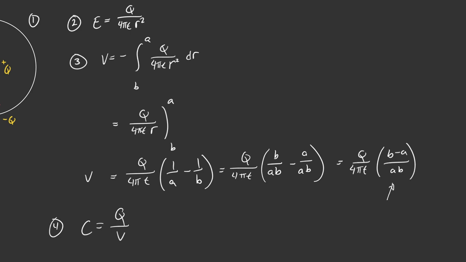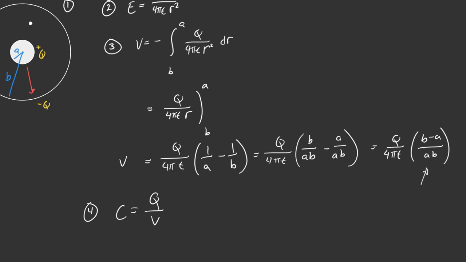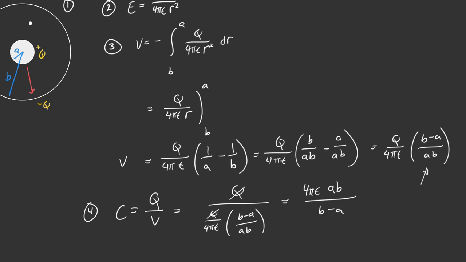You should look into this a little bit, but I want to at least get this expression finished. So Q divided by Q over 4 pi epsilon times B minus A over AB. Q's cancel, and we get this kind of wickedly cool thing. It's 4 pi epsilon, A times B over B minus A.